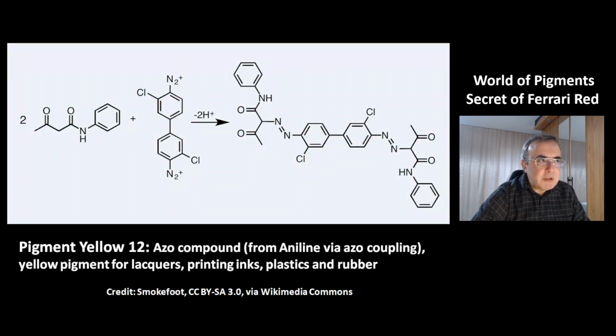This is a picture of the last step of the Azo Coupling reaction that is used for the synthesis of Azo compounds. This compound at the left is the pigment yellow 12. Azo compounds are very cheap because they are derivatives of the basic chemical aniline. The diazonium ion connects to the carbon atom here of two molecules, and this gives you this pigment yellow 12, which is used for lacquers, printing inks, plastics, and rubber.